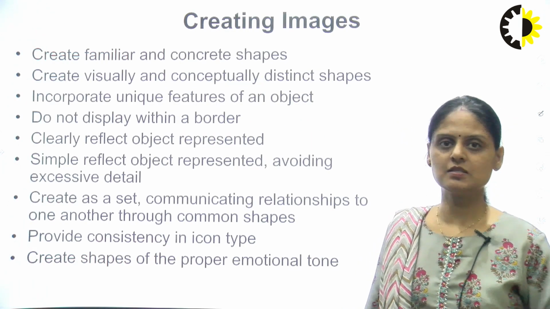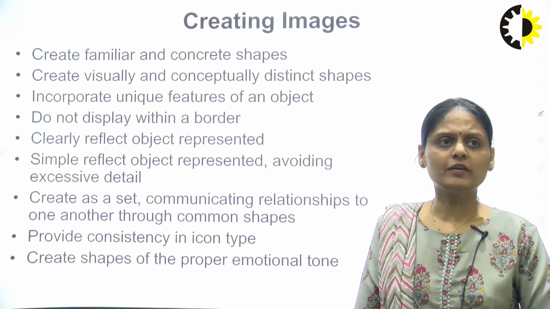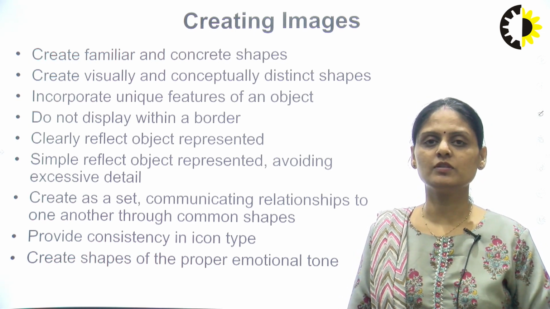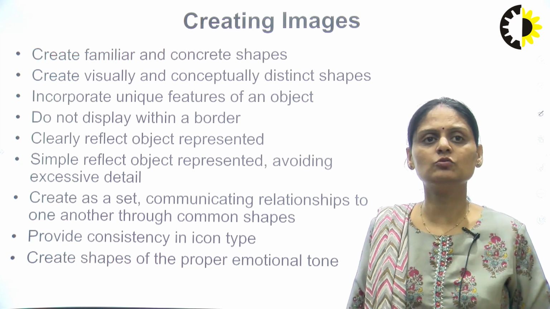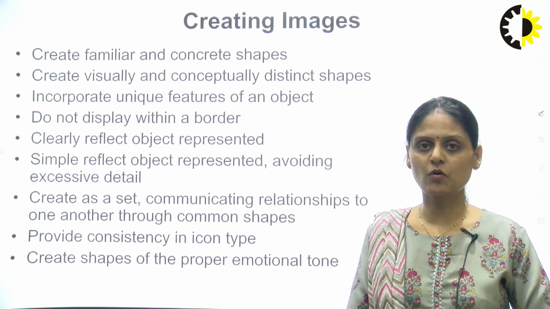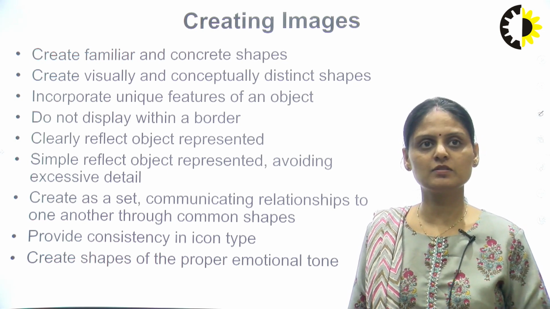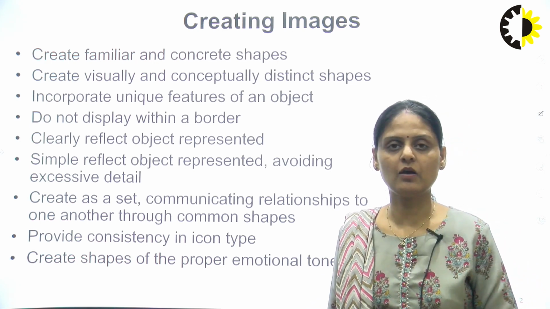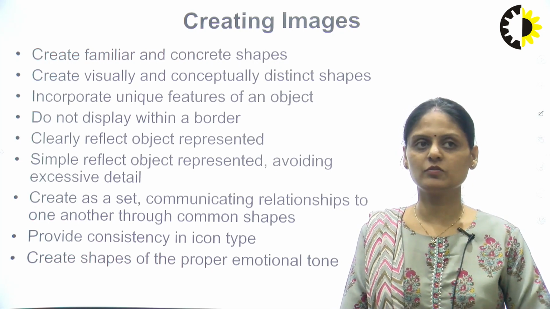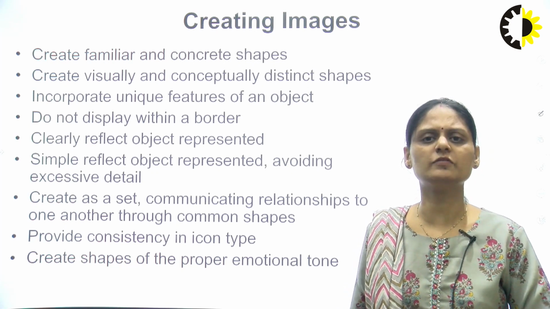The first is creating images, how we can create an image. By creating familiar and concrete shapes, we need to create them visually and conceptually distinct. The shapes should be distinct, the two shapes should not be the same. Incorporate unique features, and do not display within a border, because the border should be clearly visible, that this is the border of this image, and outside the border there is another if it is there. It should clearly reflect the object represented. A simple object should be represented, and it should avoid excessive details.